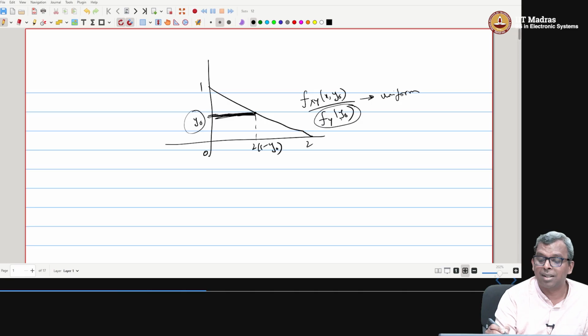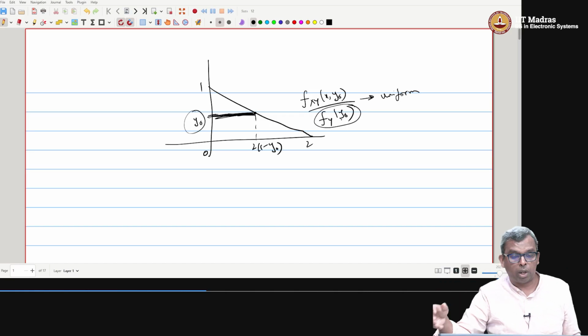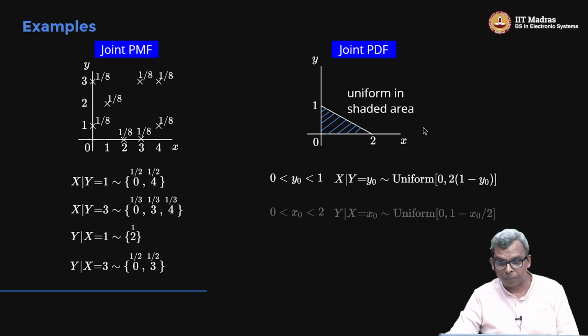Okay, so the denominator is some value, it does not matter what it is. The numerator does not change with x, so it is flat. So, you end up getting uniform. Same thing for y also. Okay, so that is the idea here. So, x given y equals y naught is simply uniform from 0 to 2 times 1 minus y naught.